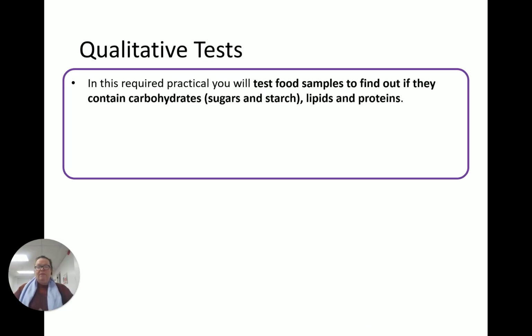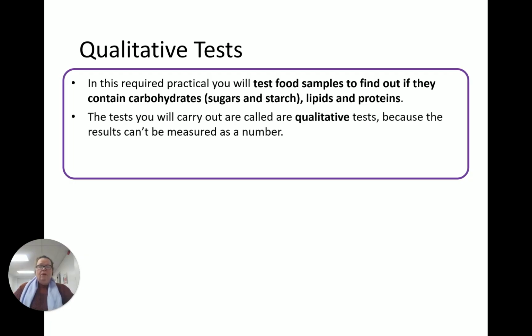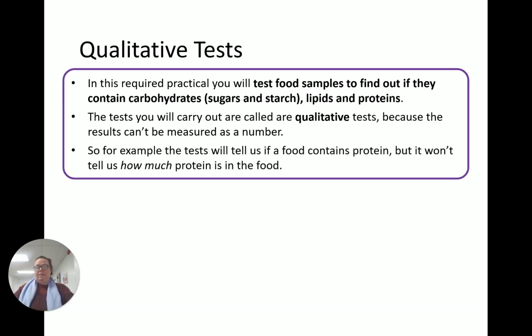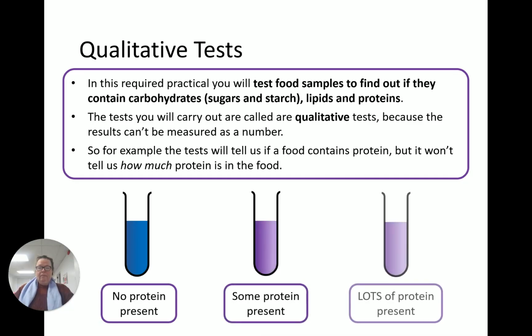So we're going to test samples. Obviously, we're not going to do it live here. We're going to test samples to see if they've got these things in them. And what we're looking out for are changes in colour. So these are qualitative tests. It's not telling how much protein or how much sugar's in something. It's just saying a yes or a no. So we can't measure it as a number, but it will tell us whether it's got it in it or not. So this is an example. We'll look at the reagents in a minute, but no protein is blue, some protein is purple, and lots of protein is like a dark purple.